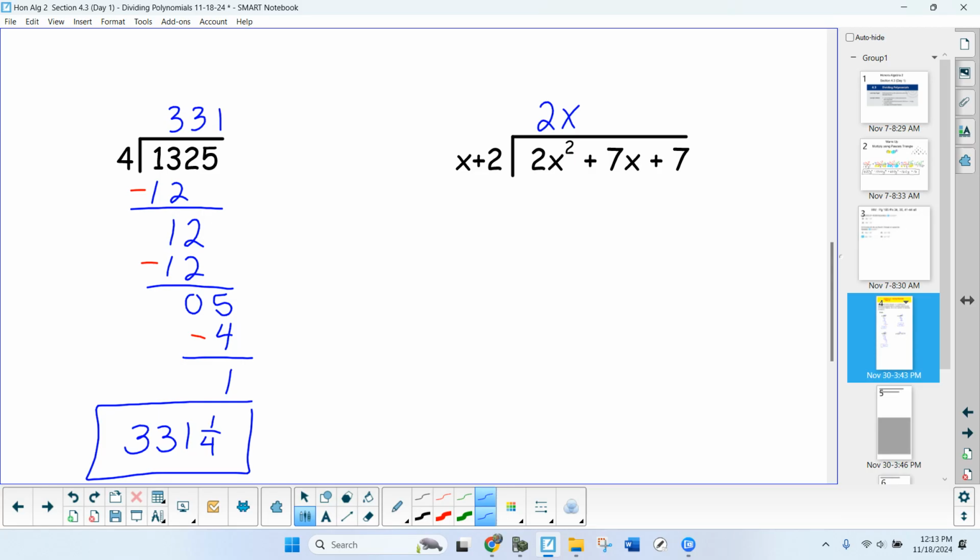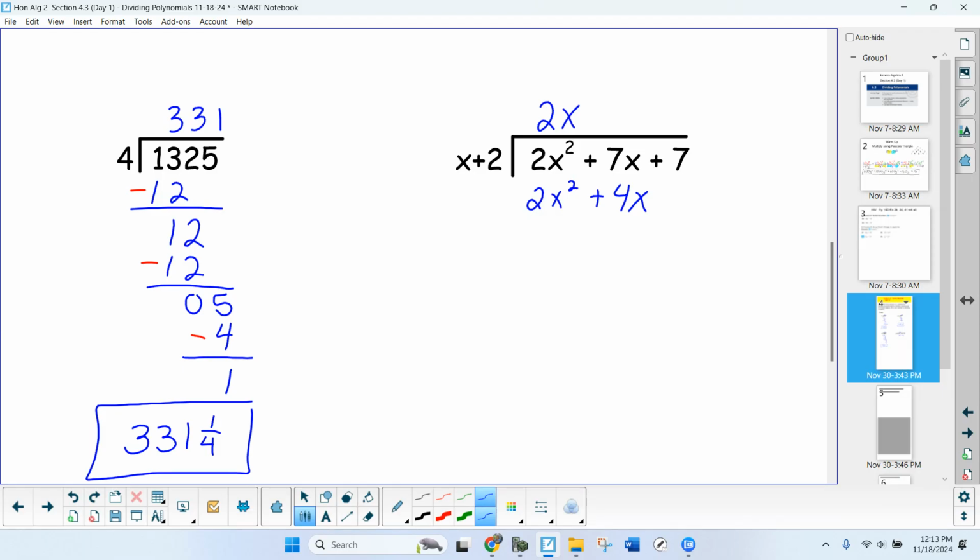Now, once I did that over here, I said, how many times is 4 going to 13? You guys said 3. What operation did I do next? I did 3 times 4. So I'm going to do 2x times this whole quantity. So when you do 2x times x, what do you get? And when you do 2x times 2, what do you get? 4x. Okay. Is everybody good there?